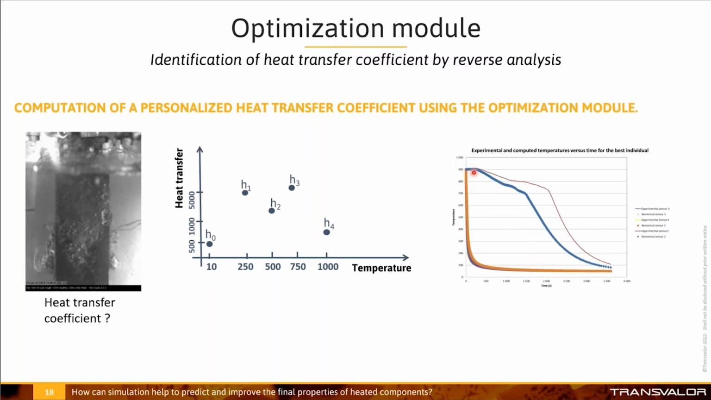Here we see a comparison between the experimental and the computed temperature of the best individual in this case. The optimization model is a very powerful model that will be integrated in the new NXT interface from the next release. You can take benefit of this optimization model to determine the heat transfer coefficient that corresponds to your quenching condition, and you will be as realistic as possible, with results matching reality.